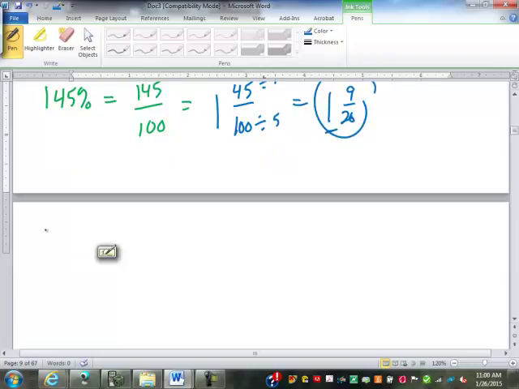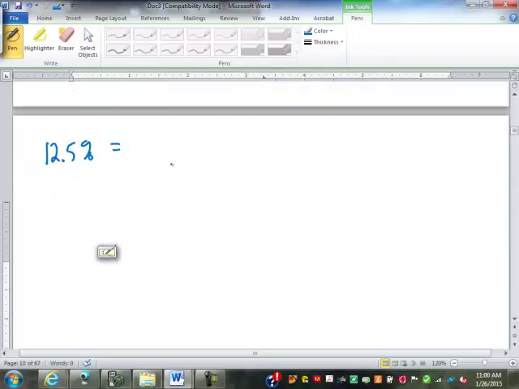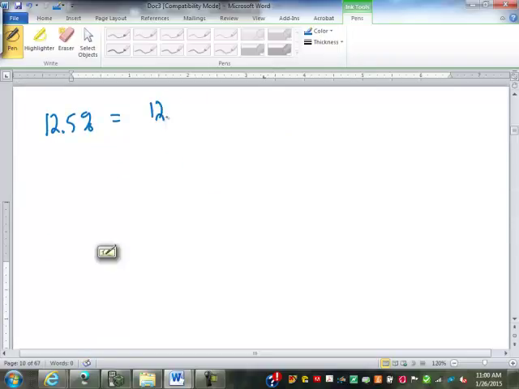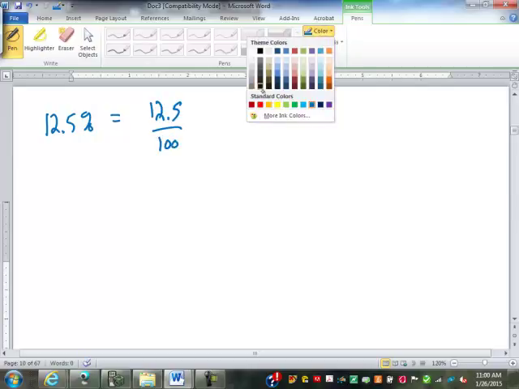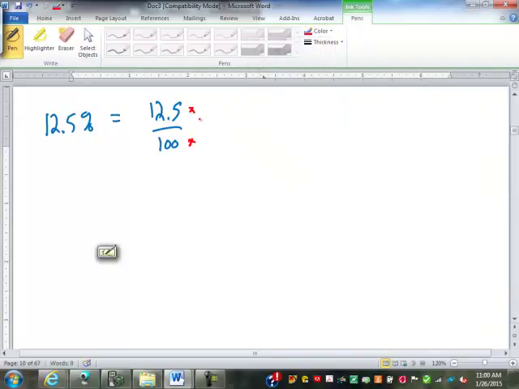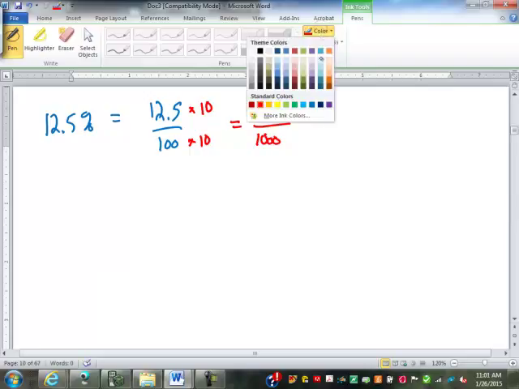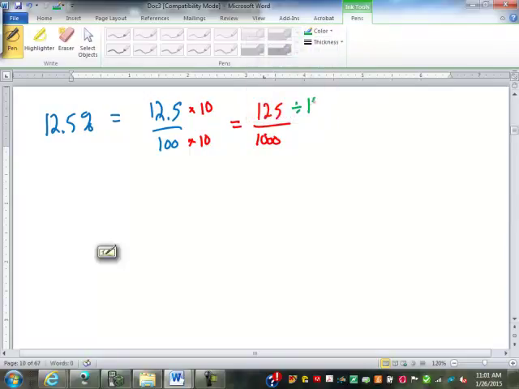How about 12.5%? That will become 12.5 over 100. Now we don't like having decimals within our fractions, so how do we get rid of it? We're going to multiply. It's one decimal place, so we'd multiply by 10. If there were 2 decimal places, we would have multiplied by 100 and so on. So 12.5 times 10 is 125. 100 times 10 is 1,000. Of course, now both of them can be divided by 5 or 20 or actually 125, which will give us 1 out of 8.